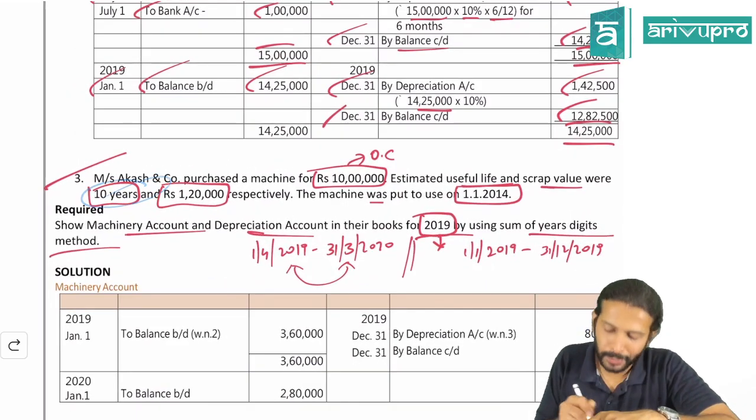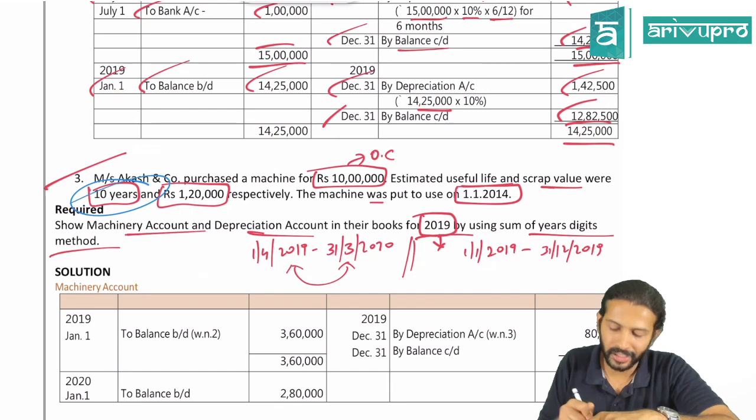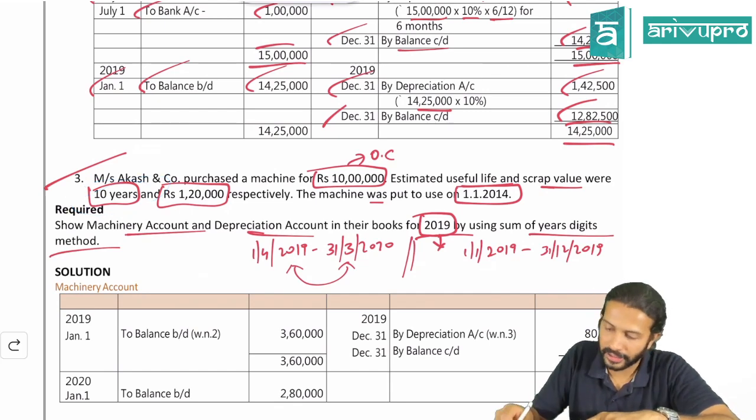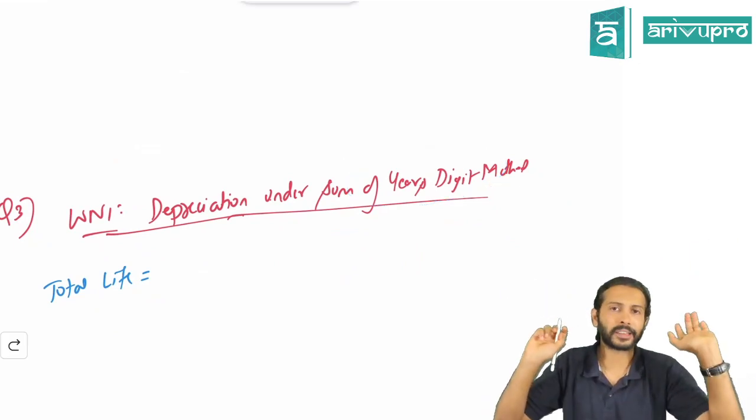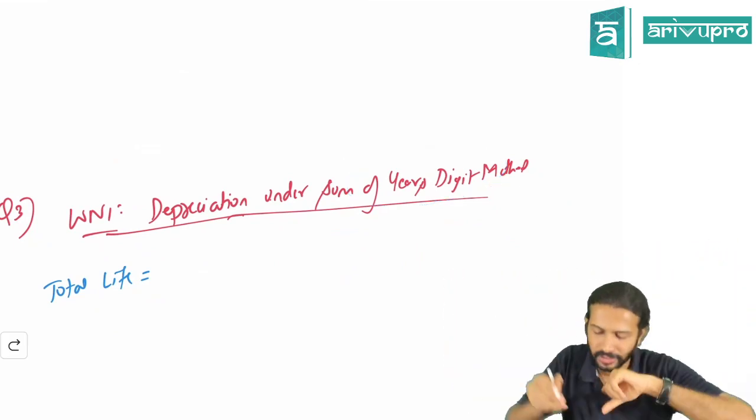How many years is this company planning to use the asset? 10 years. The method name is the Sum of Years Digit method. That means they are asking you to sum up all the years.